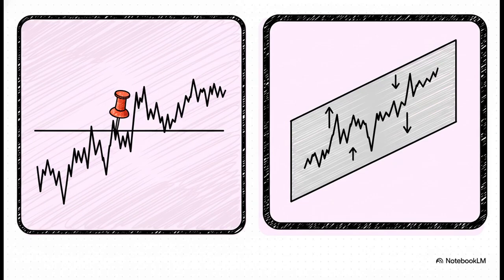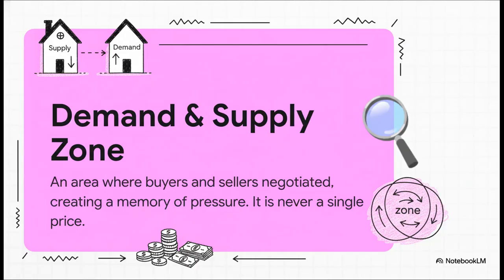But on the other hand, we have demand and supply. This isn't a line, it's a dynamic area or a zone. It's where real buying and selling pressure built up. It's the area where negotiation actually happened. So, what is a demand or supply zone? Think of it as an area on the chart that holds a kind of memory. It's where buyers and sellers have really duked it out before, creating this leftover pressure. It is never a single price.